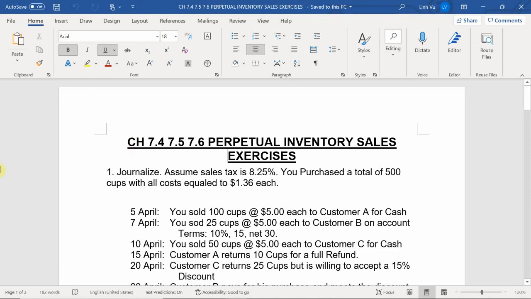So here we go. Number 1 says journalize. Assume that sales tax is 8.25%, and you purchase a total of 500 cups with all costs equaling $1.36 each. So let's take a look at the scenario. This is where we already purchased the inventory item. We bought a total of 500 cups, and we calculated the cost per item. In this case, it's $1.36 each.